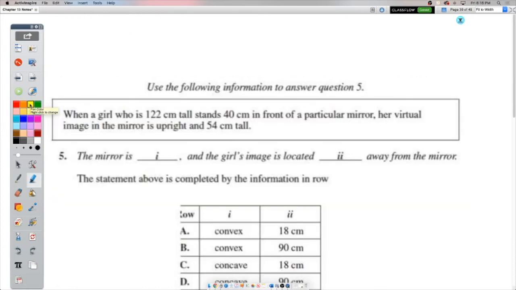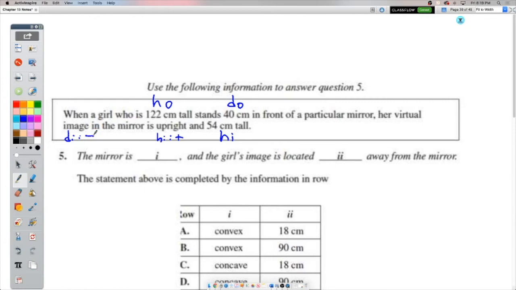When a girl who is 122 centimeters tall, so what variable is that? Well, that's the height of our actual object, HO. She stands 40 centimeters in front of a particular mirror, so that is the distance of the object, DO. Her virtual image in the mirror is upright, so HI is positive and 54 centimeters tall. By the way, her image is virtual, which means DI is negative because it's forming behind the mirror.